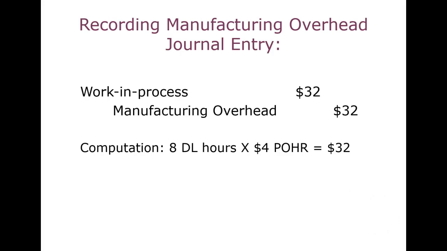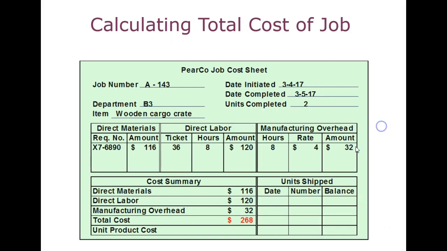The entry then to do this, if you go back to the job cost sheet a couple of slides back, you'll see we used 8 direct labor hours. That's what this stands for, 8 direct labor hours. We just saw the $4 predetermined overhead rate, so $32 is the amount we attach to this job. The entry, debit work in process, $32. Credit manufacturing overhead, it has its own separate account, $32. Then you can see, here's what we did. We now add $32 to finish out the total cost of this job.